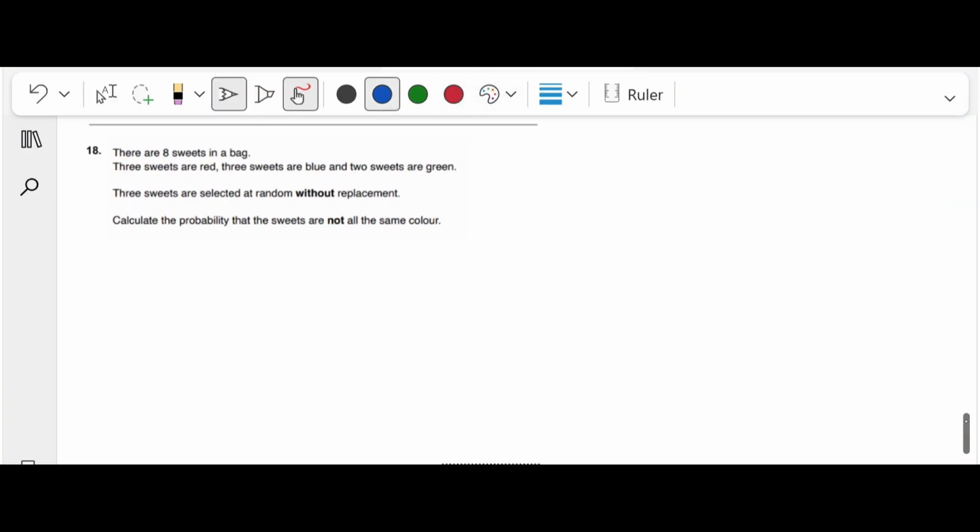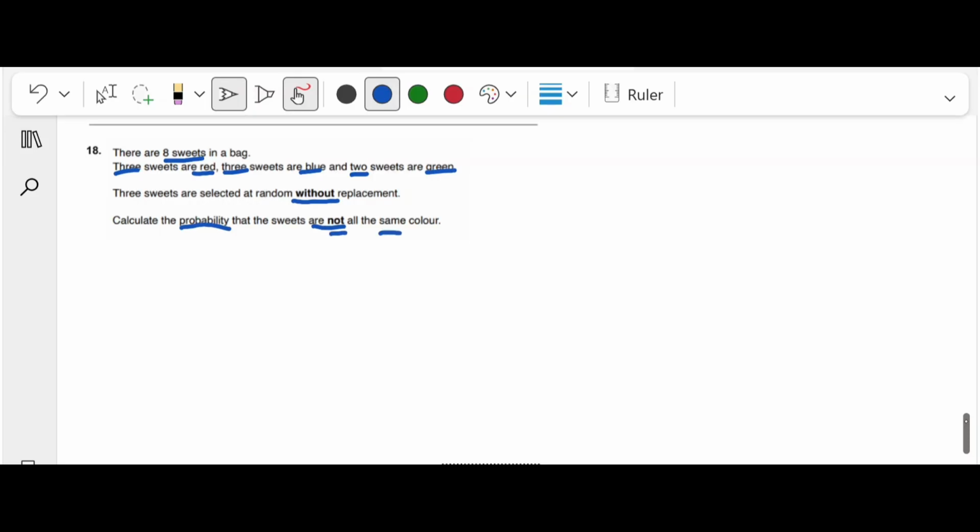It's got 8 sweets in a bag. 3 sweets are red, so 3 red. 3 sweets are blue, and 2 sweets are green. 3 sweets are selected at random without replacement. So this is conditional probability because it asks you to calculate the probability the sweets are not all the same colour.